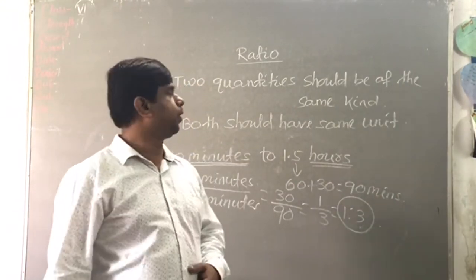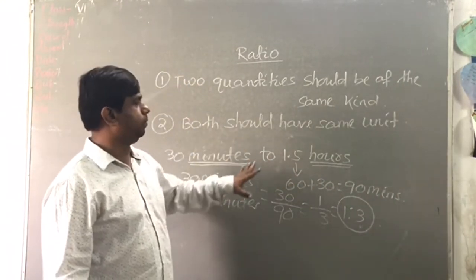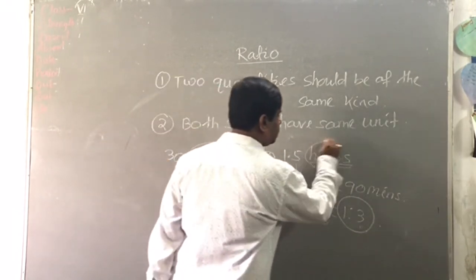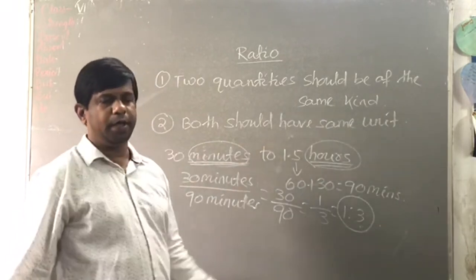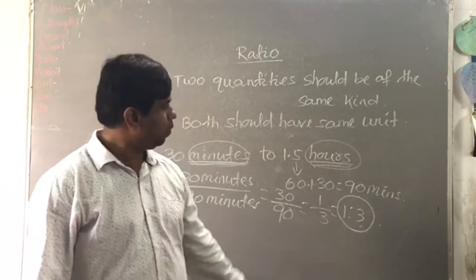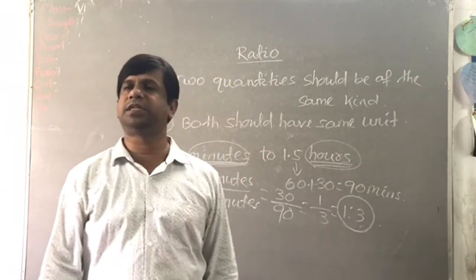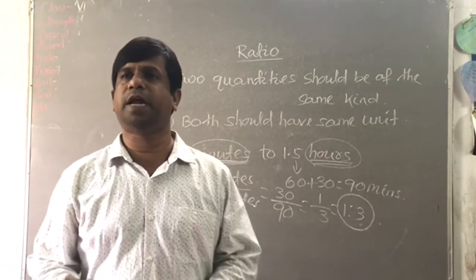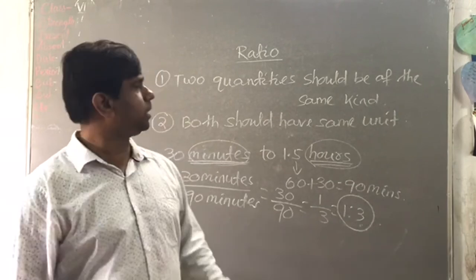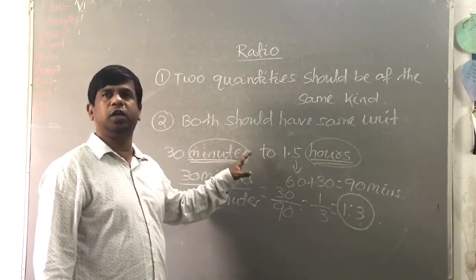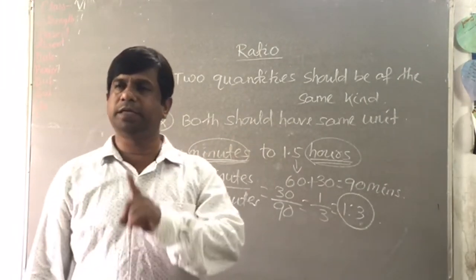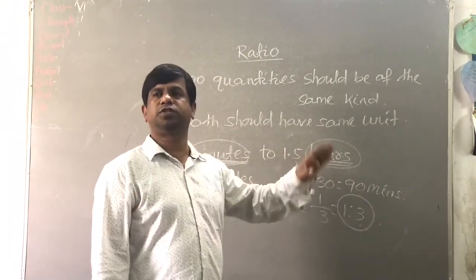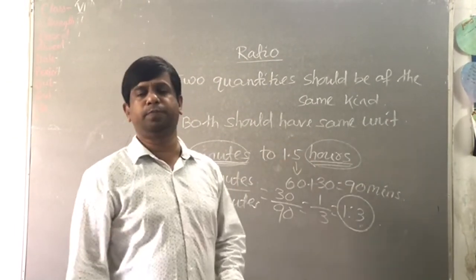So did you understand? 30 minutes to 1.5 hours. As they are having different units, first I convert into the same unit. Then I compare between these two quantities. 1 is to 3. So whenever you are expressing the ratio, it should be in the simplest form. You know in fractions, simplest form means both the numerator and the denominator should have the HCF as 1, or common factor 1. Okay, so thank you. Next class we will study other concepts of this topic.